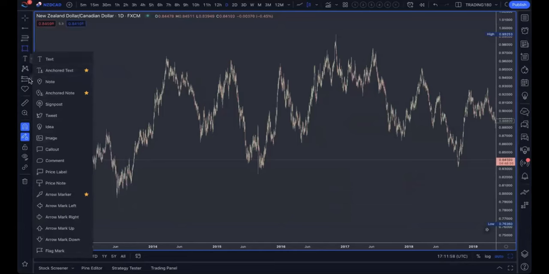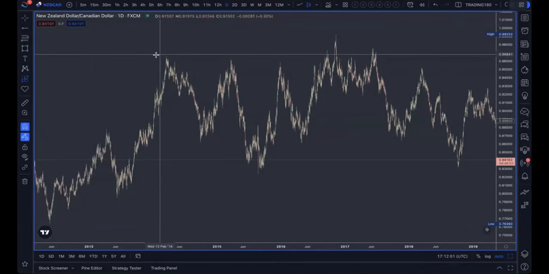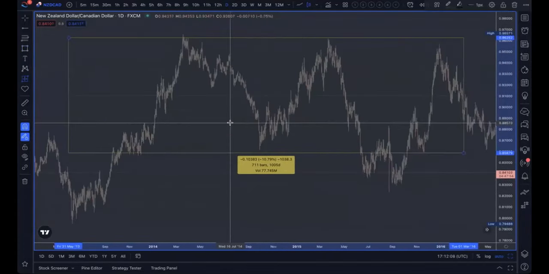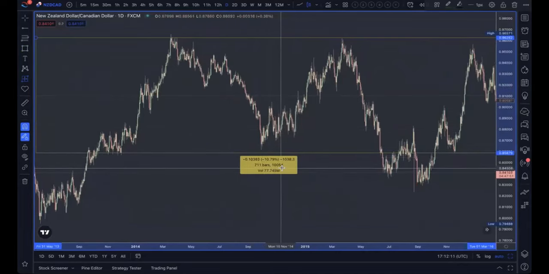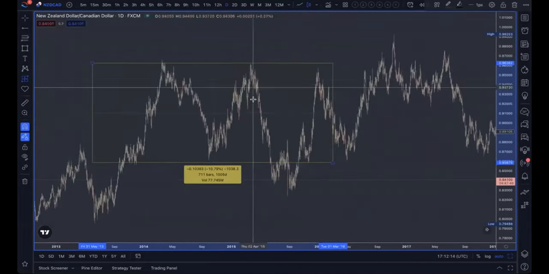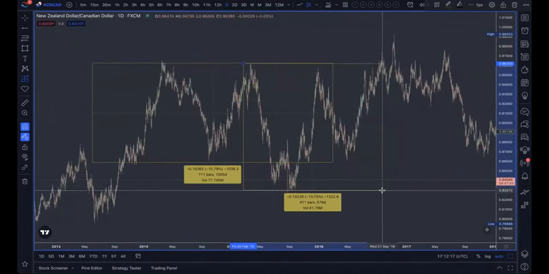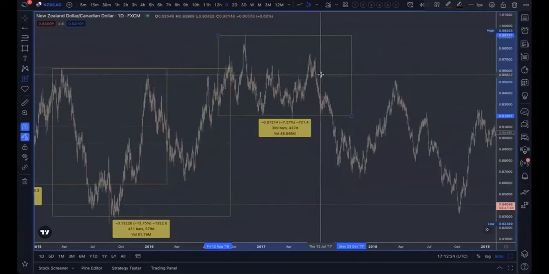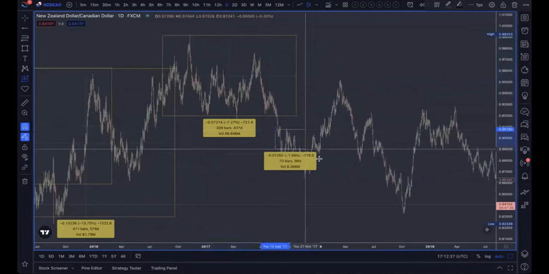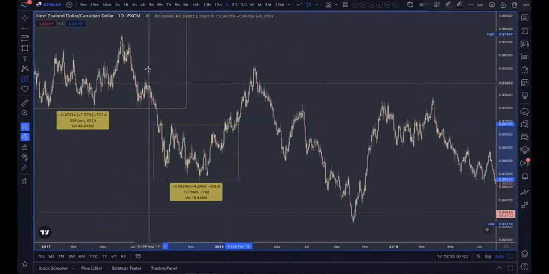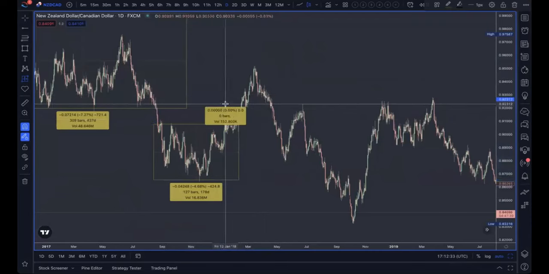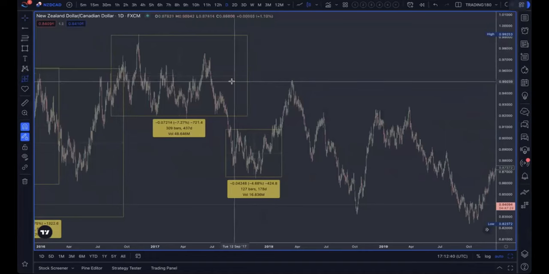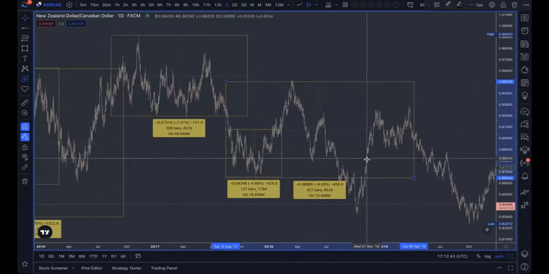I'm looking for this one. So you can see that price was in this auction here. It was about a 1,000 pip auction. And then you've got an even bigger auction right there, and another one here. What you want to do is mark as many obvious auctions as possible, and get more of an average of where you would like to trade.